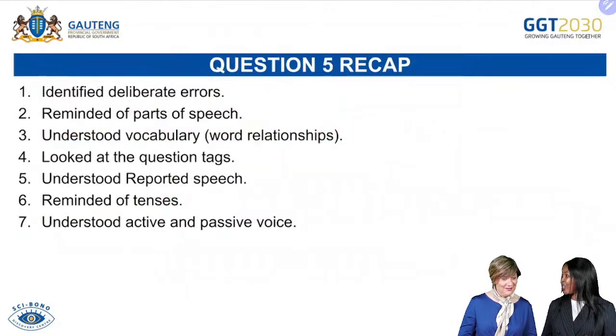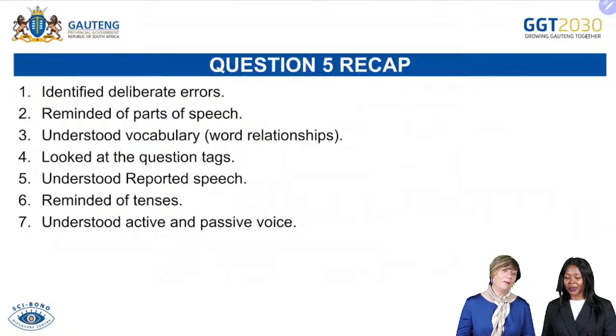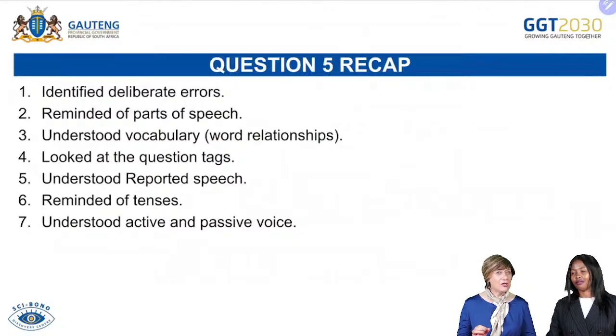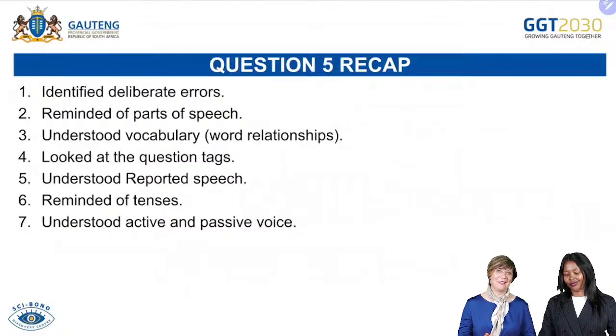And then we can recap question 5. Remember, you're going to look at those deliberate errors that they're going to give you at the beginning of question 5. Remember to look at your parts of speech. Understand the difference between all your homonyms and homophones and synonyms and antonyms, question tags, reported speech, how to do your tenses, and then obviously active and passive voice.